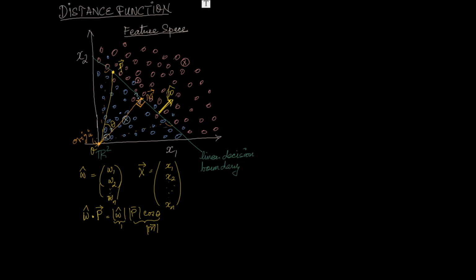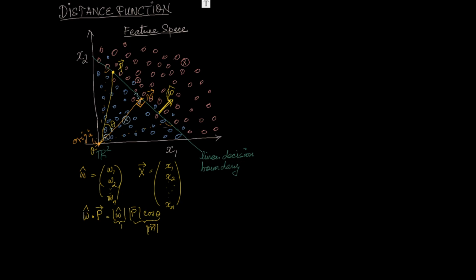Now, how is that useful? For one thing, it gives us a new way of defining a line. We can say a line is a set of all points which, when dotted with W hat, produce the constant value M. If you think about it, that definition will hold true for all points along this line, irrespective of what those points are. Now, what about points not on the line?